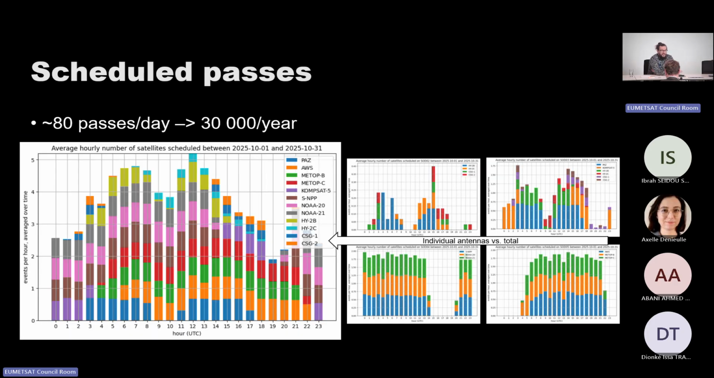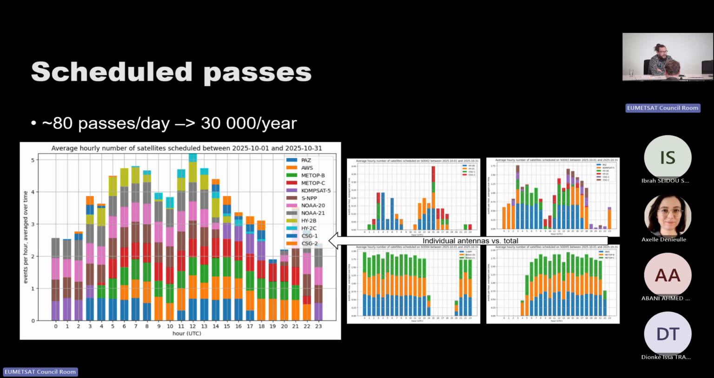Okay, and this is basically what it looks like. So we have about 80 passes per day. That is about 30,000 per year. On the right-hand side, there are the cumulative sums for a 24-hour period for each of our antennas. And in the lower level, these are the direct broadcast antennas, and they both have 3 satellites in the schedule, and it's pretty easy to predict what will happen in each of the antennas.